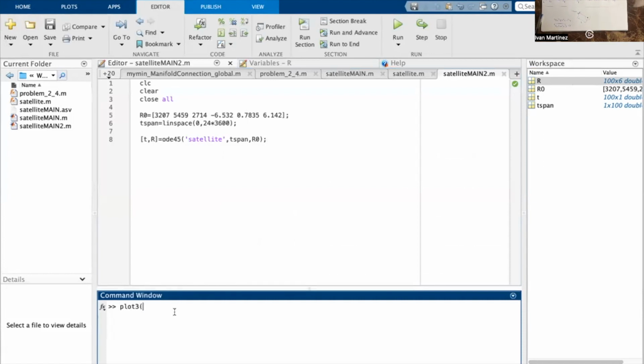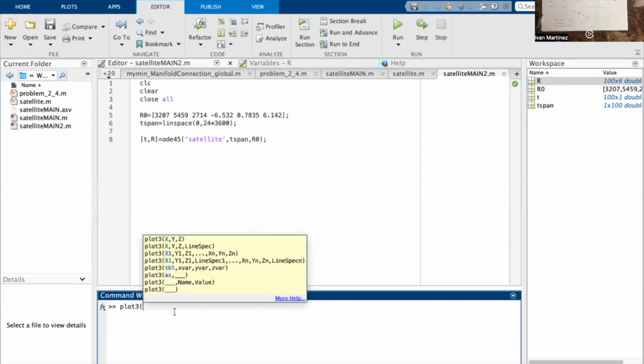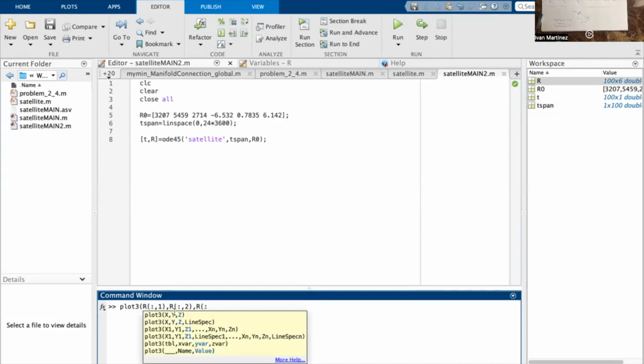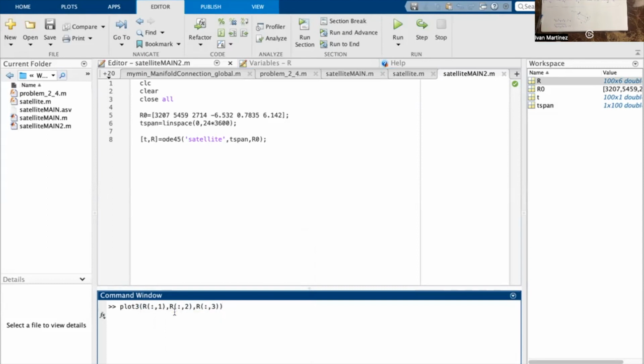Plot3, because we're plotting in 3 dimensions. And let's do x, y, and z. So x is all the components of the first column. Y is all the components of the second column. And z is all the components of the third column. Enter.